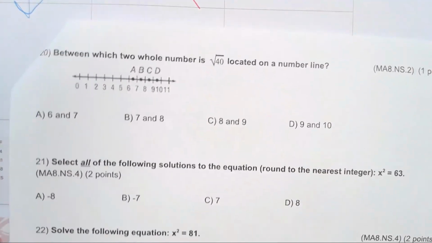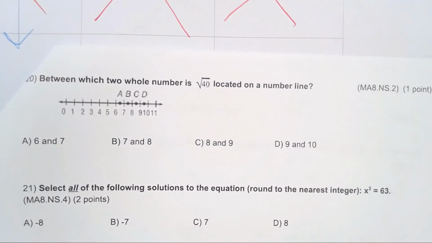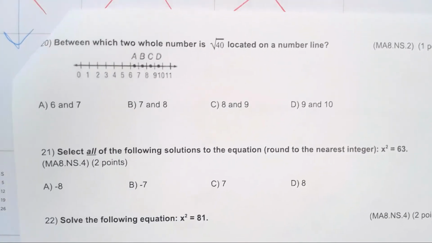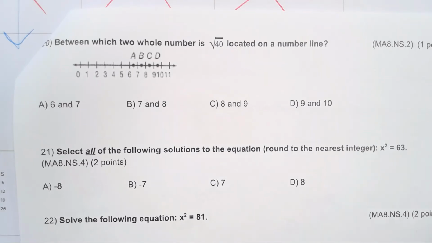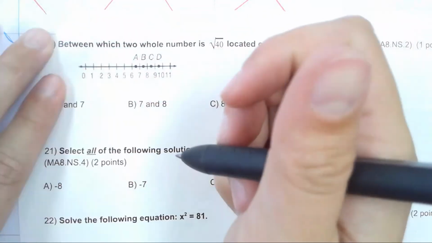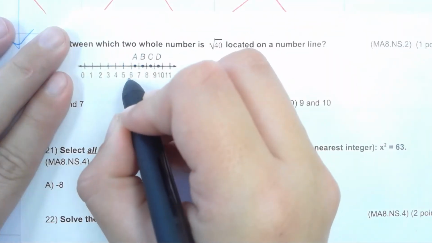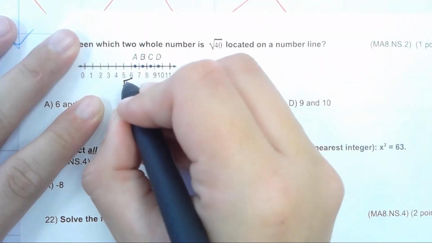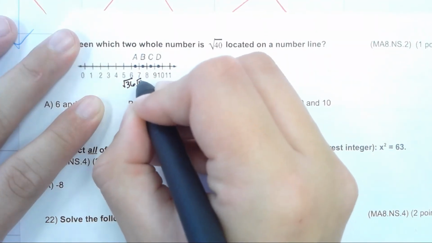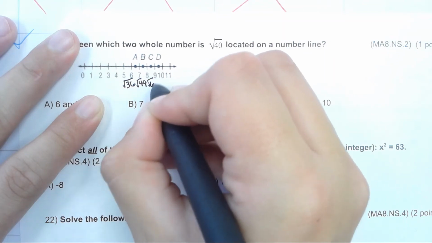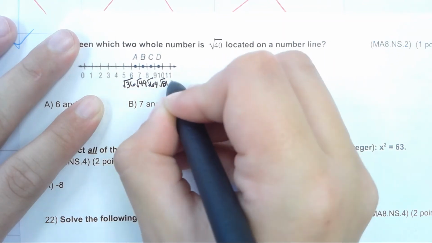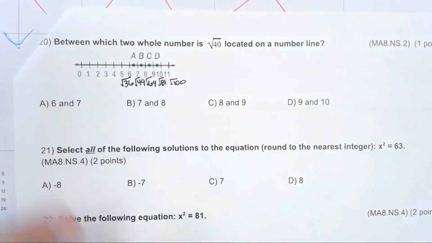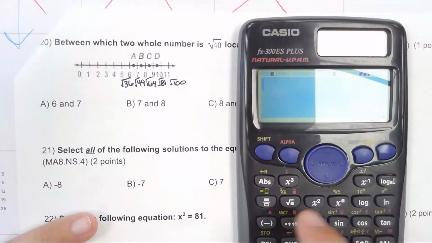All right, moving on to the last page. So between which two whole numbers is the square root of 40 located on the number line? So again, you can use your perfect squares here by filling in these numbers. So the perfect square of 6 is 36. Then I get 49, 64, 81, 100, and so on. Or you can just use your calculator.